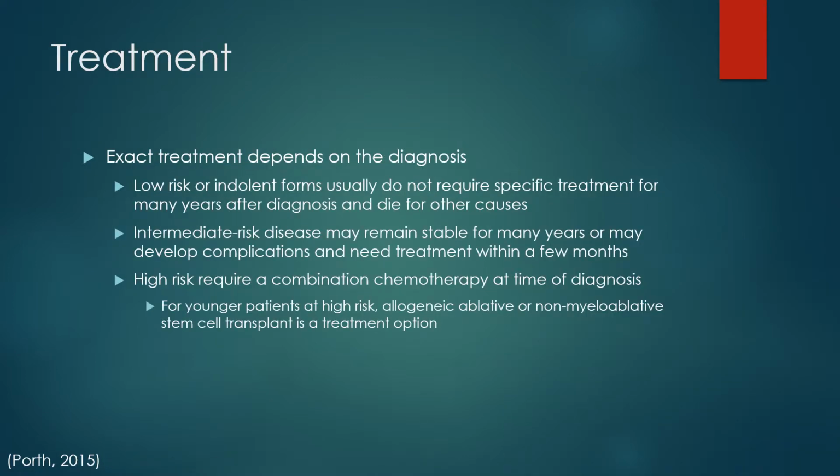As for treatment, the exact treatment depends on your diagnosis. If you have low risk, then you don't need any treatment and you can just go about your day and your years and you'll generally die from something else. If you have an intermediate risk and you remain stable, you don't necessarily need treatment, or you could need it within a few months depending on how it progresses and if you have complications. And if you're high risk, then you need to start chemotherapy as soon as you're diagnosed.